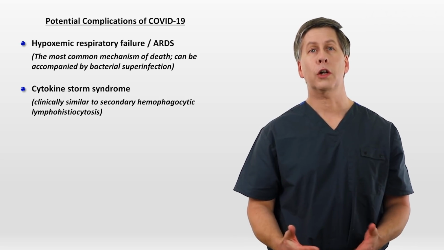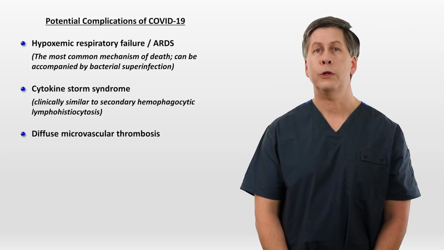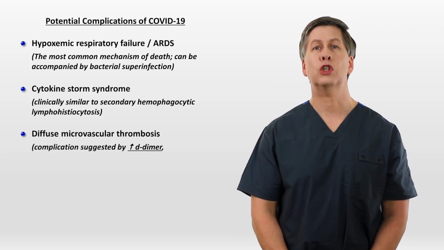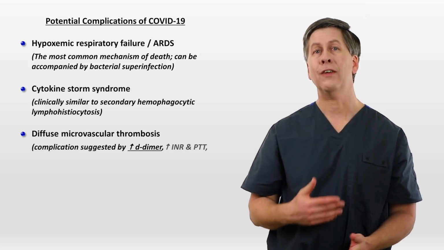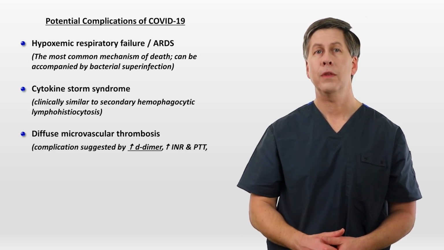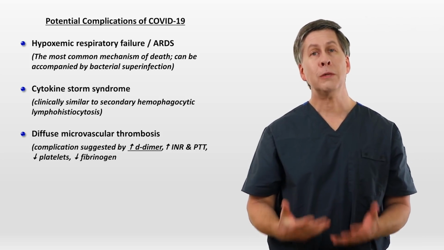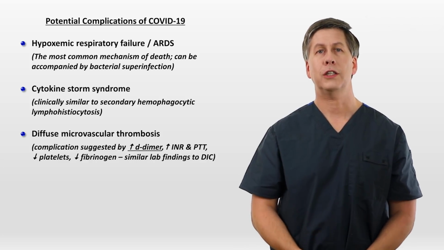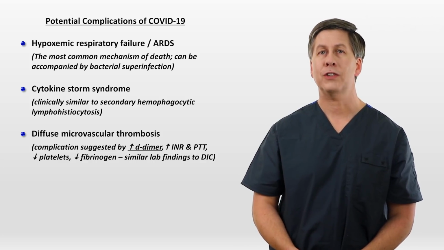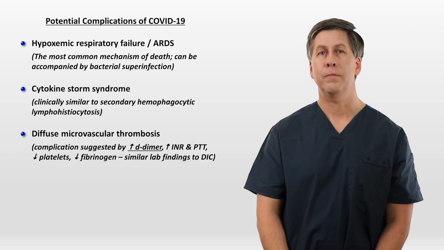Another complication in critically ill patients is diffuse microvascular thrombosis, which is predominantly suggested by an extremely elevated D-dimer, but also may be associated with an elevated INR and PT, low platelets, and low fibrinogen. These labs can look similar to acute DIC, except that in classic acute DIC, bleeding is the predominant manifestation rather than the pathologic thrombosis seen with COVID.